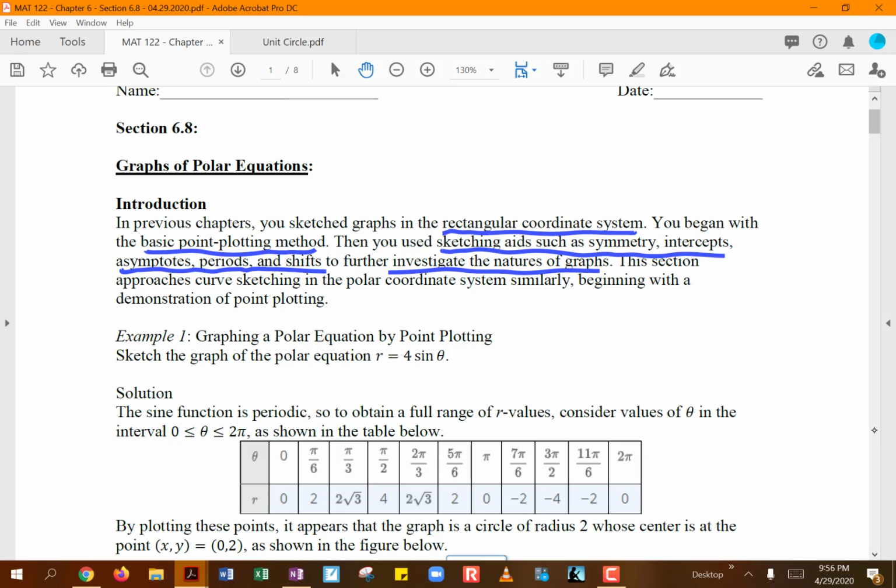So, like I said, in this section, we're going to be talking about the graphs, the curve sketching in the polar coordinate system. And basically, we will try to see what sketching aids we have, what kind of tools we can use to come up with decent graphs for our polar equations. And of course, we are also going to start by looking at point plotting.